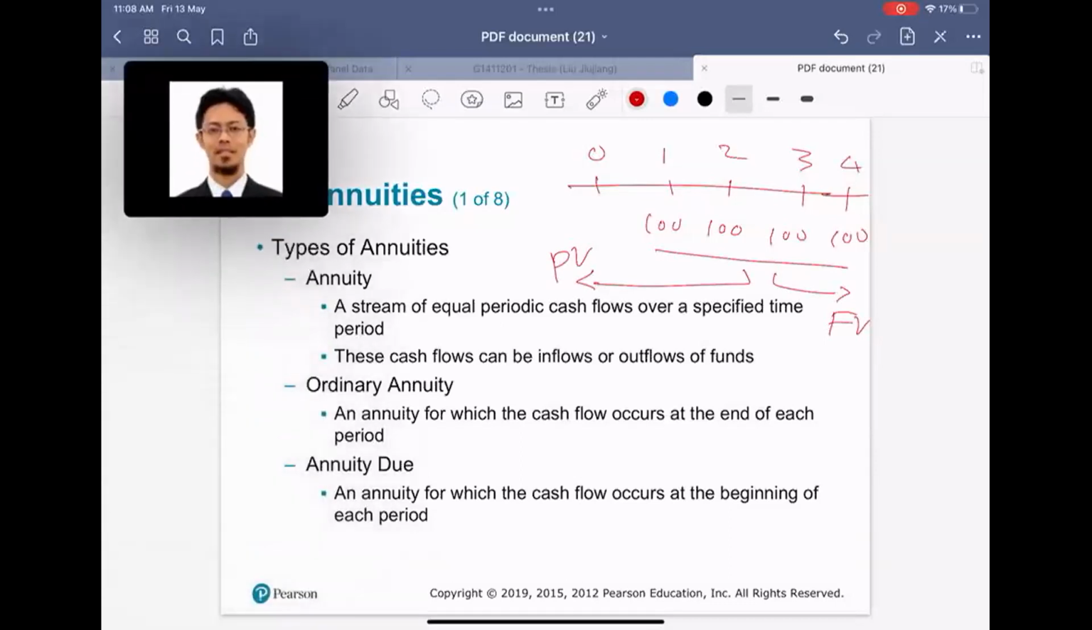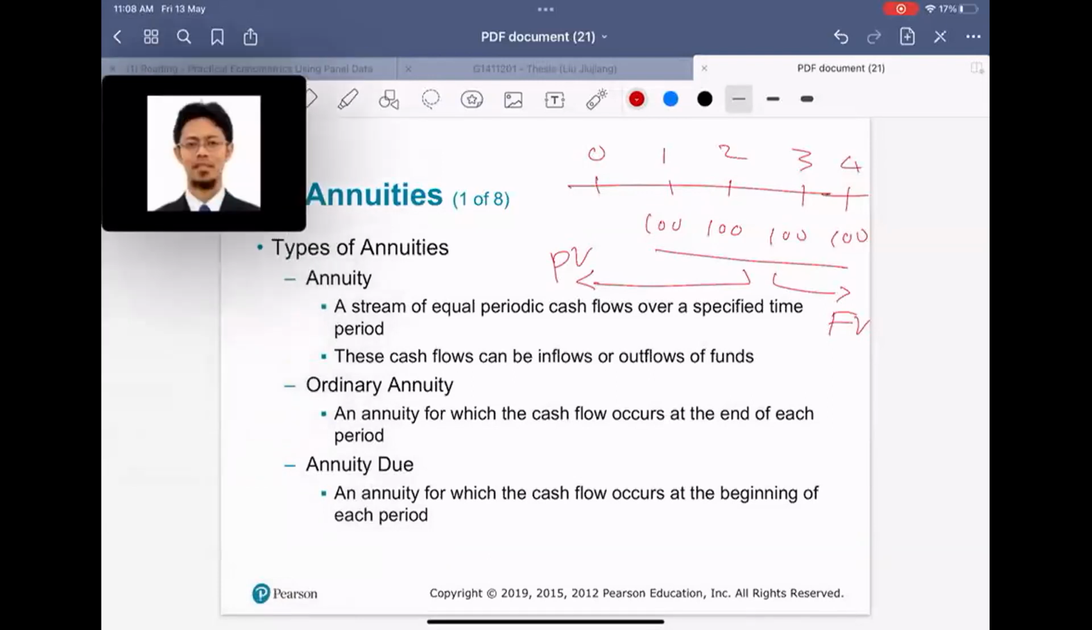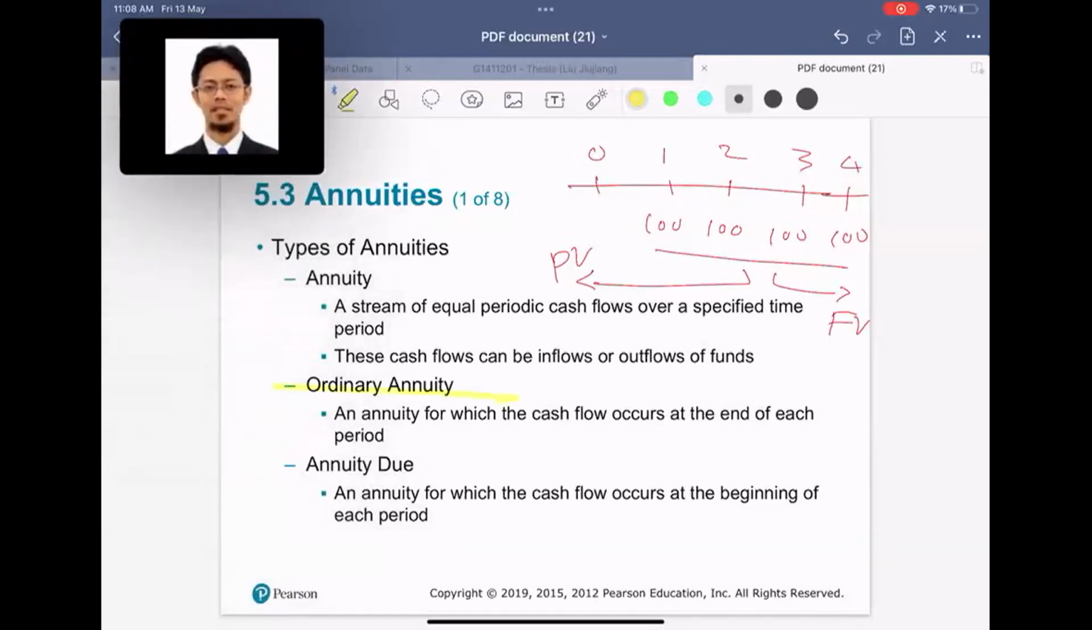Okay. I want you to read this. What does it mean by ordinary and annuity due? What does it mean?